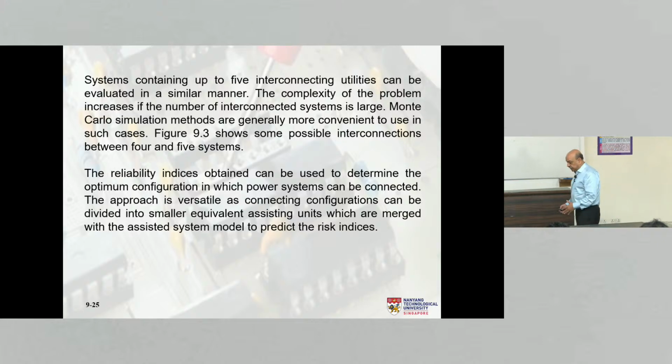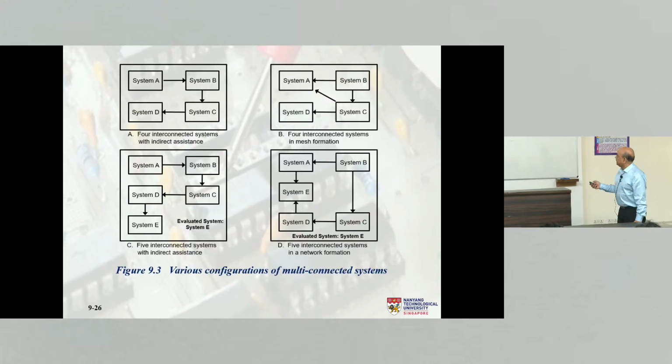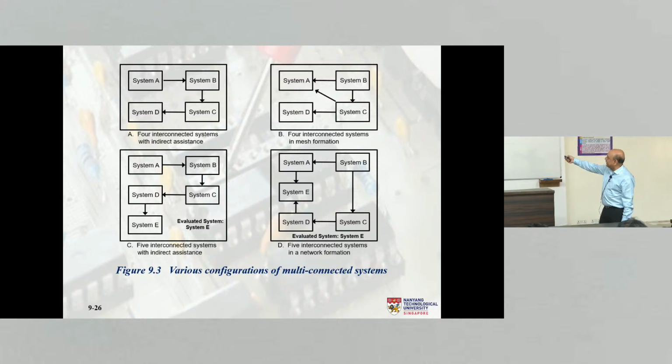Now, we can actually talk about systems that have 4 or 5 subsystems connected together. So I just want to show you some possible scenarios like this. We have 4 interconnected systems here in the top 2 diagrams, and we have 5 interconnected systems in the bottom 2 diagrams. So 4 interconnected systems with indirect assistance. Indirect, you see A is assisting B, B is assisting C, C is assisting D. All indirect, right? B cannot get directly from A, D cannot get directly from B. So that may be one possible scheme.